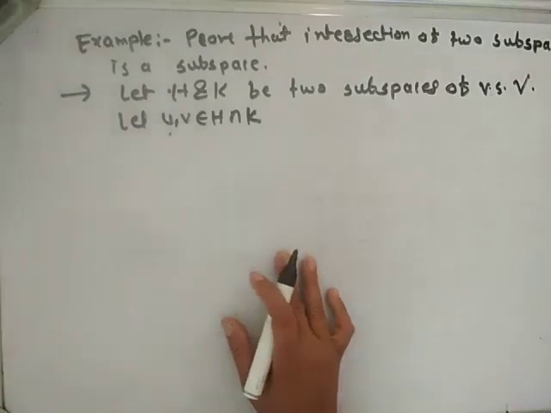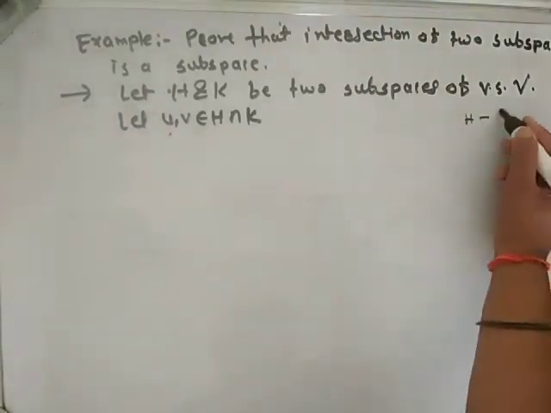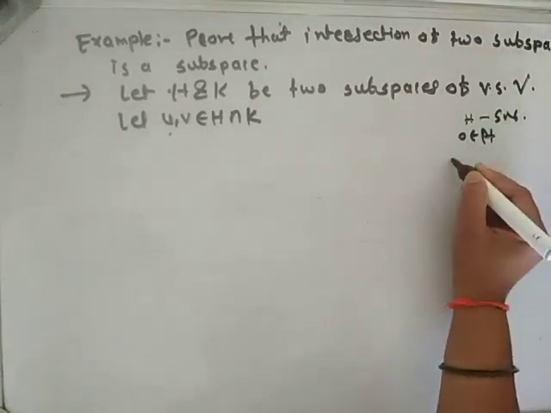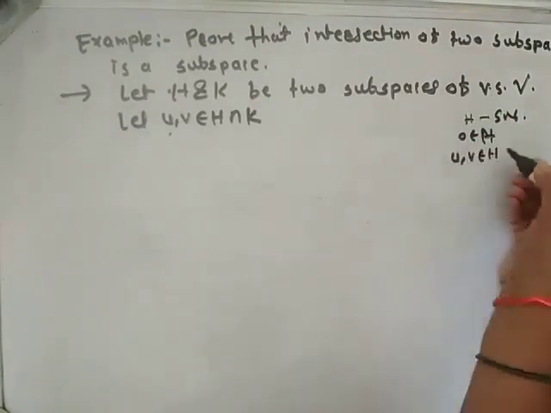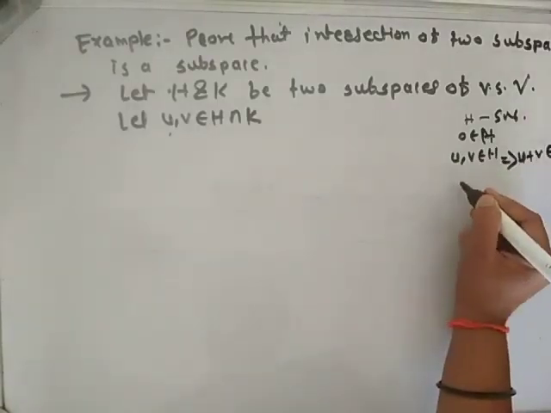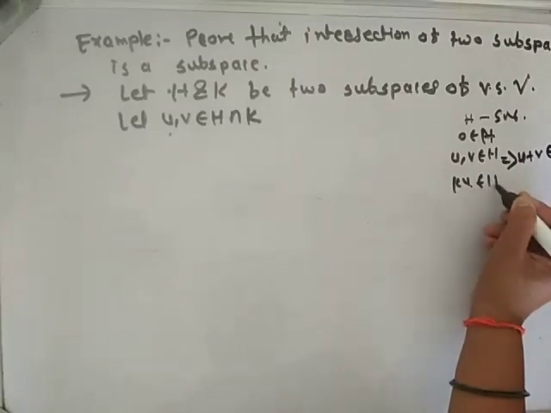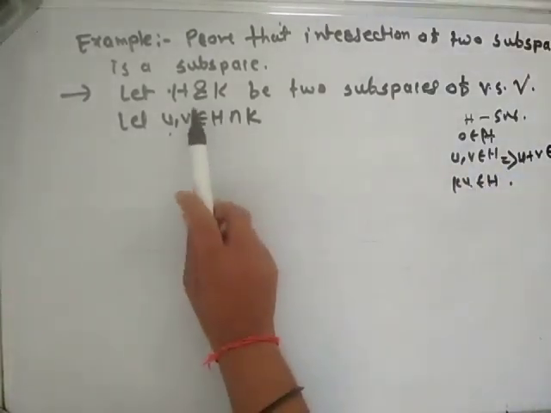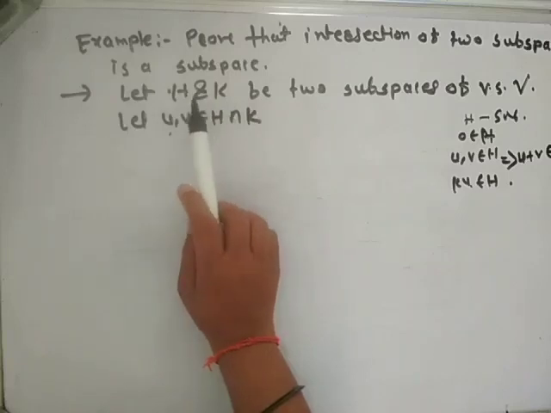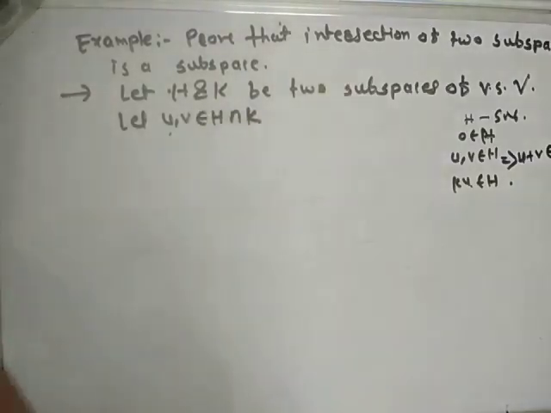we know the definition: we say that H is a subspace if the 0 vector belongs to H. Second, u and v belong to H implies u plus v belongs to H, and third, c into u belongs to H. Here obviously H and K are subspaces, so their 0 vector belongs to H and also belongs to K. That's why this 0 vector also belongs to H intersection K.